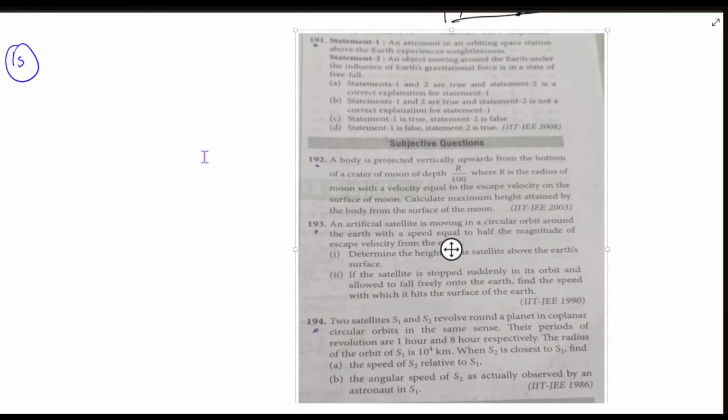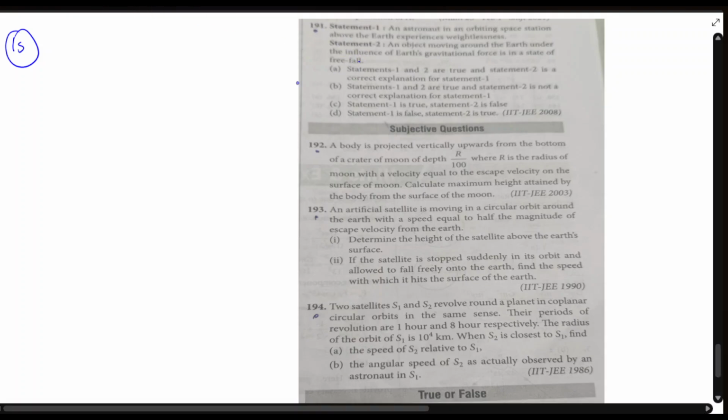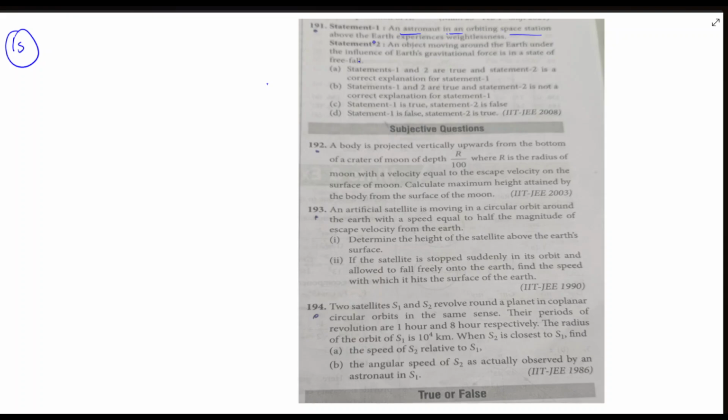Okay, perfect. So we have a statement question. In statement one, an astronaut in an orbiting space station above the Earth experienced weightlessness, right? So this is correct. An object moving around the Earth under the influence of Earth's gravitational force is in a state of free fall. Yes, this is the condition for free fall. Even we are in free fall.